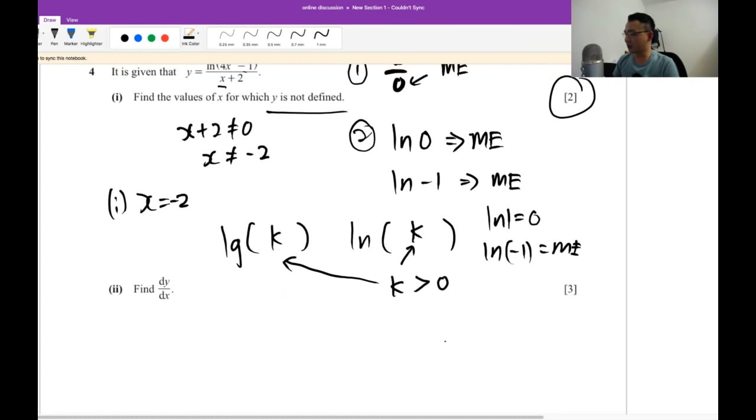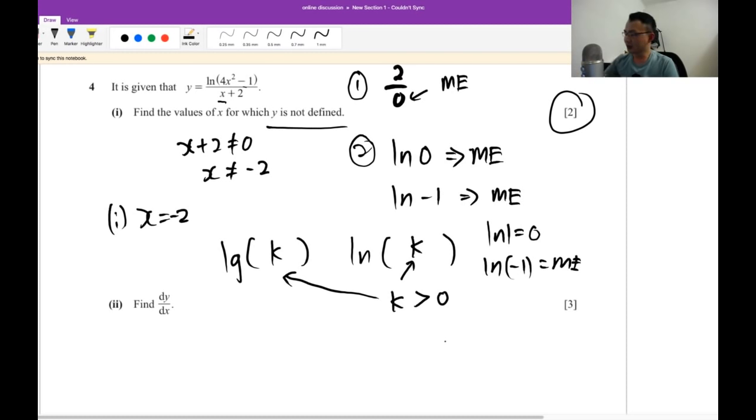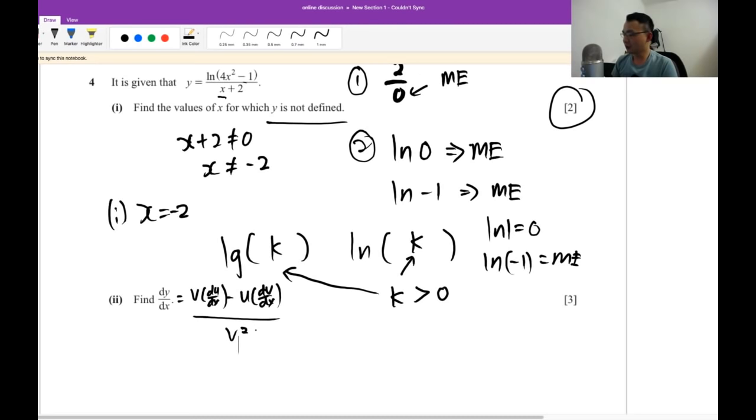Alright, so we do the dy dx for this one. This one obviously you have to use the quotient rule. So the quotient rule basically is v du dx minus u dv dx over v square. So yes, I will just apply it. This top is u, bottom is v, so v is x plus 2.